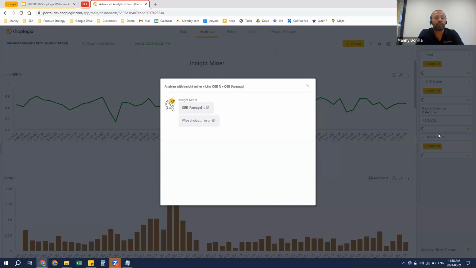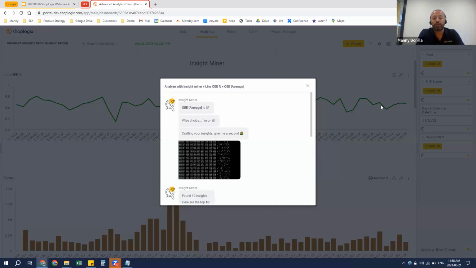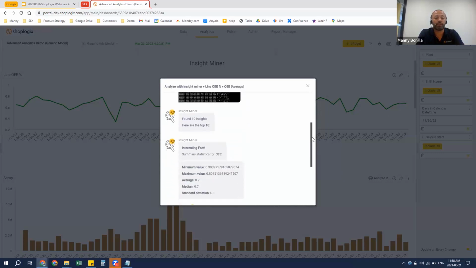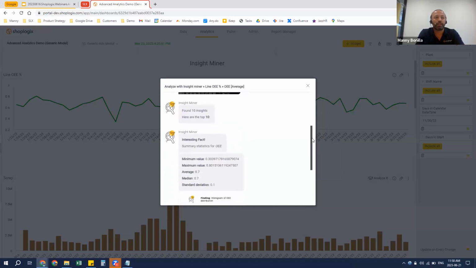It starts to do some of its data processing, and eventually we'll come up with some interesting insights that, as Tarannum touched on, a very smart person within an organization, whether it's an engineer or a data scientist or even just your line manager, would take some time to find, insights that really help to explain what's going on. So the Insight Miner found 10 insights, and let's start to look through them.